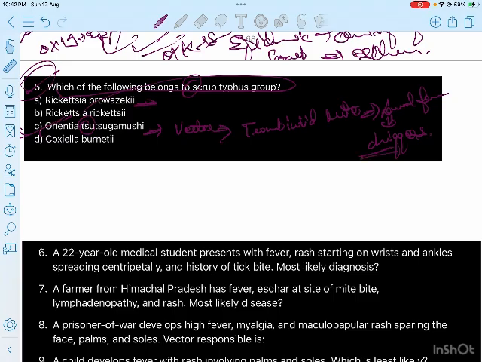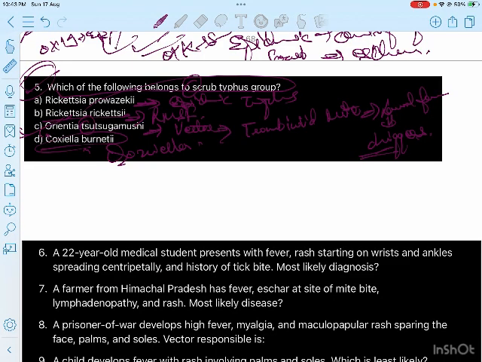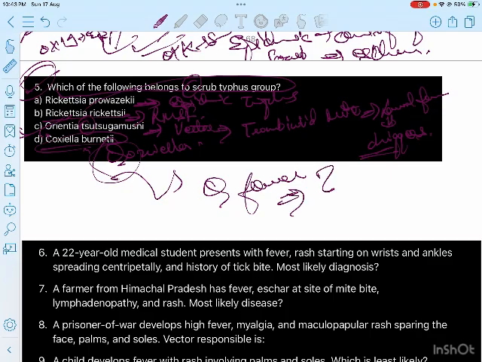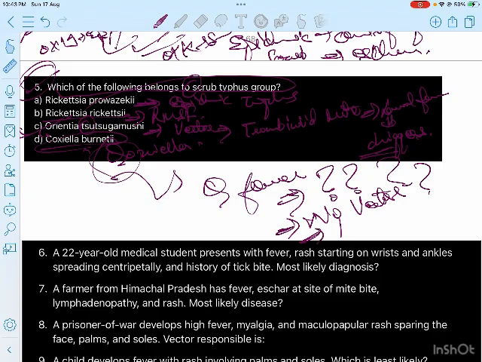Rickettsia prowazekii causes epidemic typhus. Then Rickettsia, R for R is what I told you, Rocky Mountain spotted fever. Then Coxiella burnetii. Okay, we wrote it as Q, so this is what causes Q fever. And for Q fever, we remember it as question mark. So no vector. Where is the vector? Question mark. No vector and no rash. Two no's are associated with Q fever.